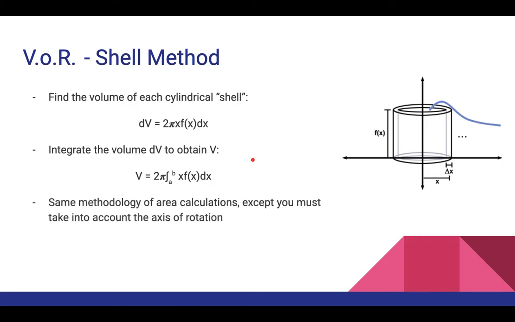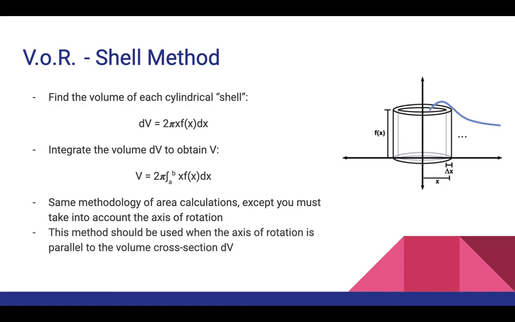It carries the same methodology of area calculations, except you must take into account the axis of rotation. So if our axis of rotation is a vertical line x equals a, remember that we have to modify our radius x in order to reflect that new axis of rotation. So this method should be used when the axis of rotation is parallel to our volume cross-section dV. Okay?